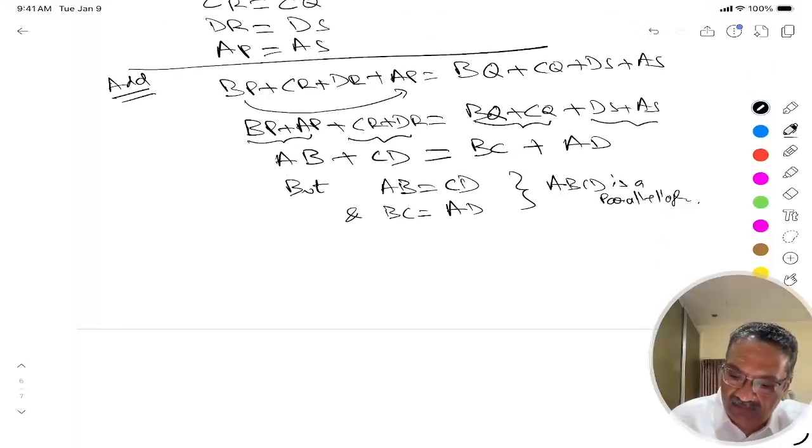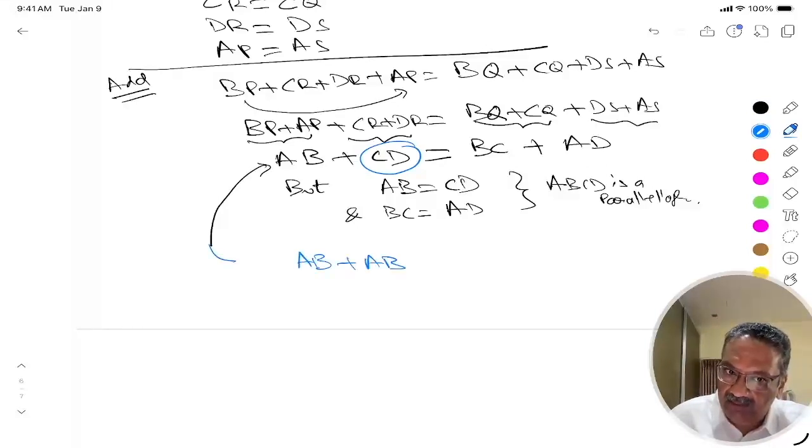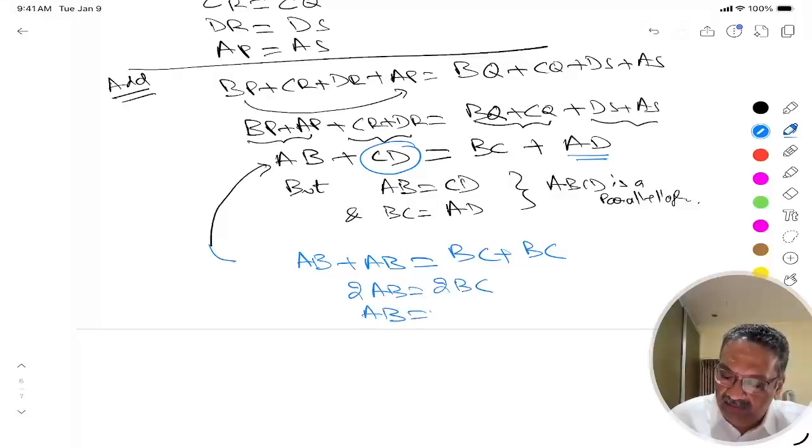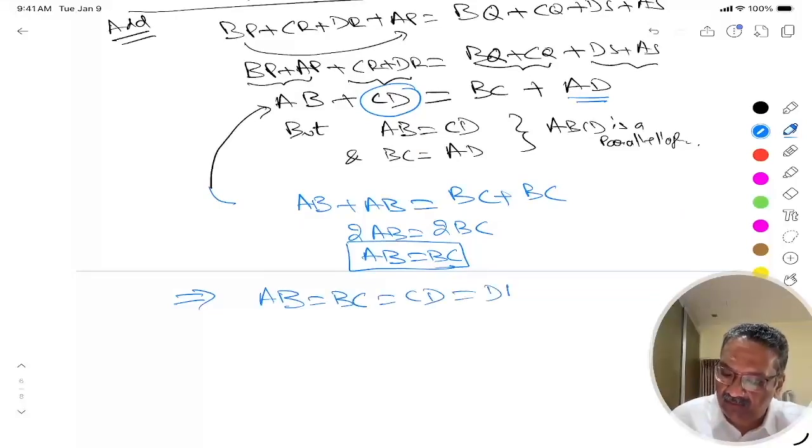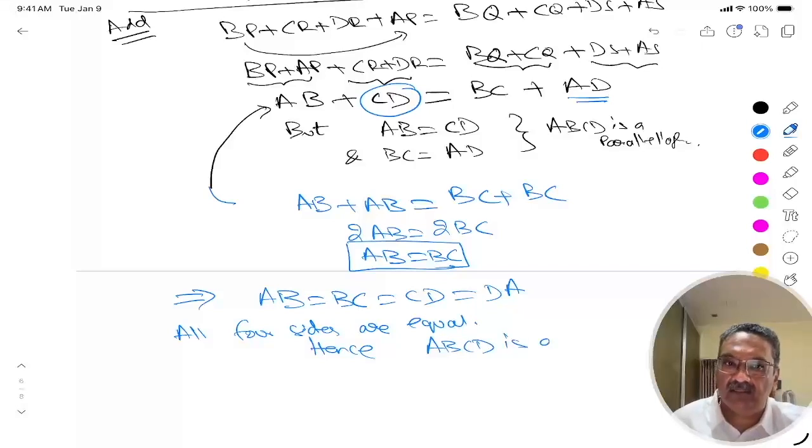Now if you substitute these, we get: I'll substitute CD as AB. So this becomes AB plus AB is equal to BC plus AD, which is nothing but BC. So twice AB is equal to twice BC. Therefore AB is equal to BC. So now this implies AB is equal to BC is equal to CD is equal to DA. All four sides are equal. Hence ABCD is a rhombus.